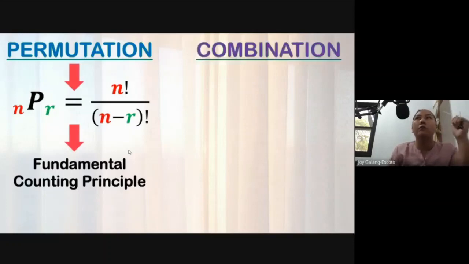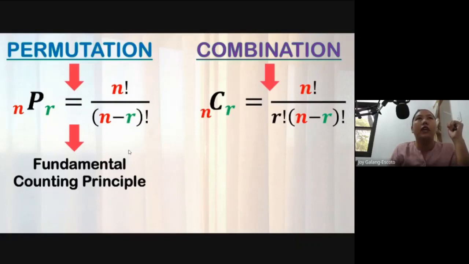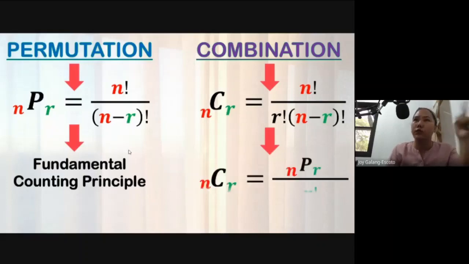Next, in combination, we use nCr, or the combination of n things taken r at a time, is equal to n factorial over r factorial times (n minus r) factorial. Whereas you can also use the combination of n things taken r at a time is equal to the permutation of n things taken r at a time over r factorial.